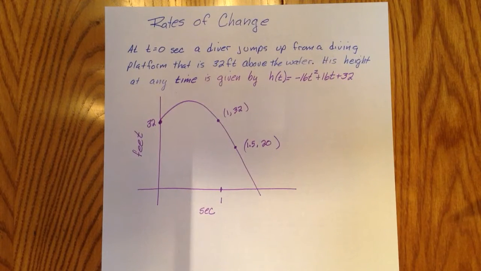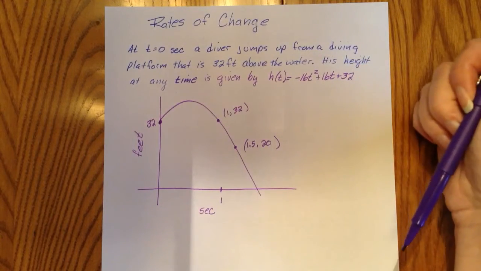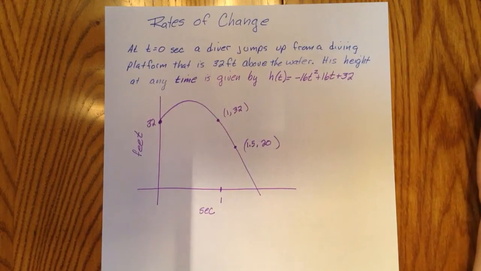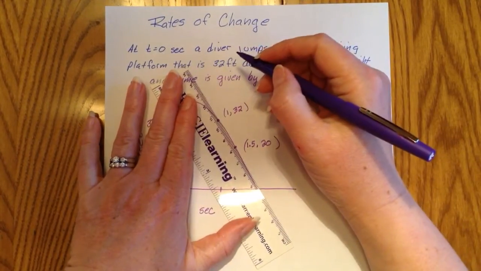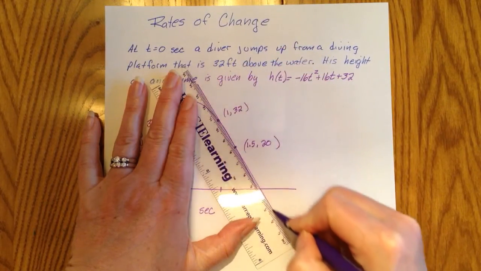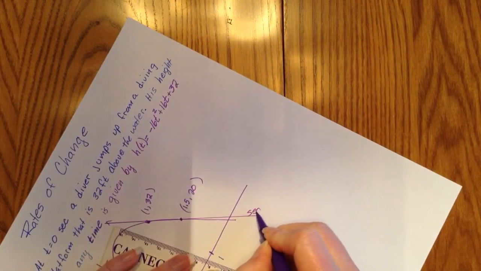All right, so here's what we want to look at. What does it mean if I find the slope of this secant line? Now you might be asking yourself, what is a secant line?